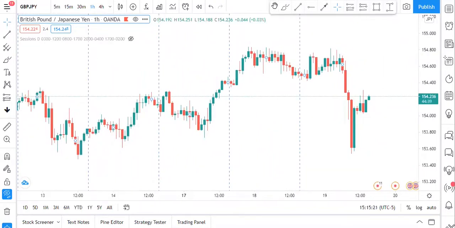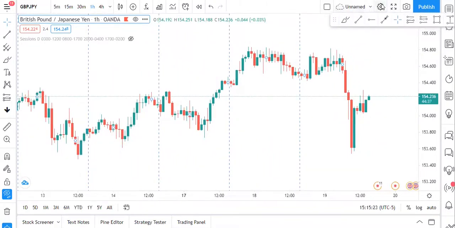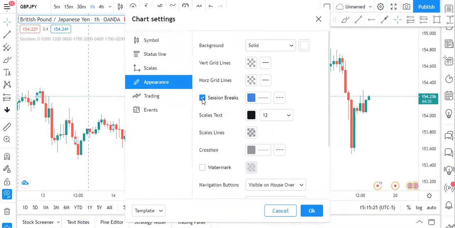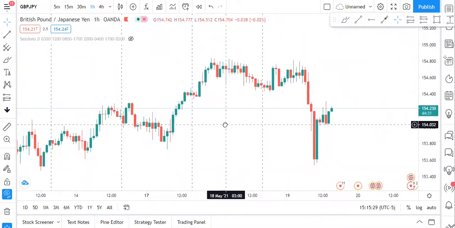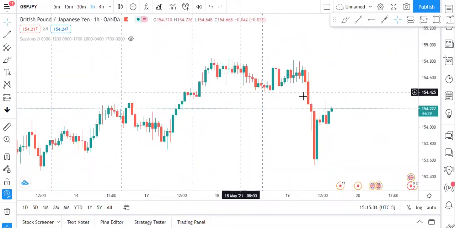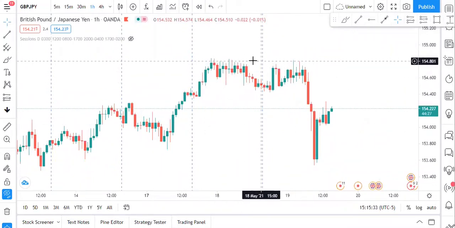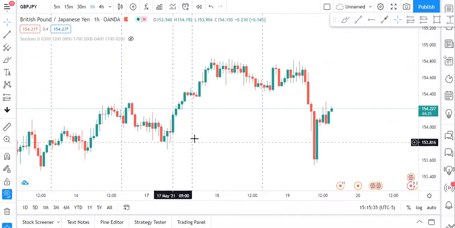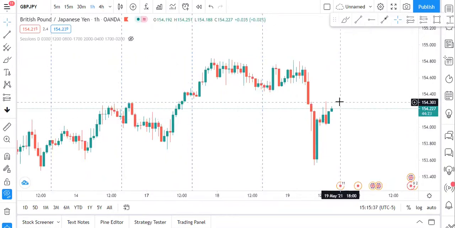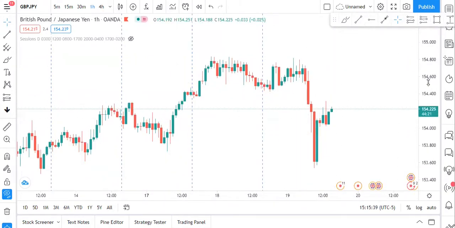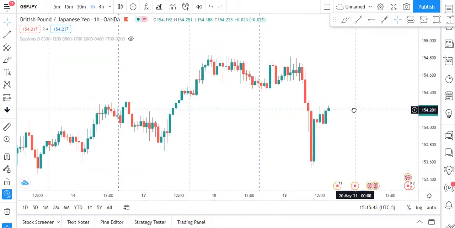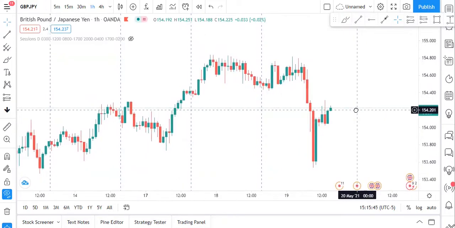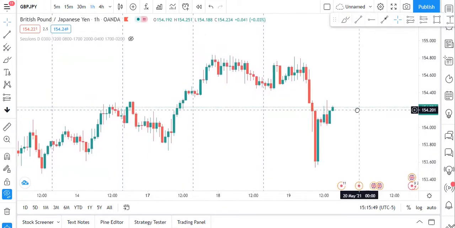So the first thing that I do, guys, is that I separate my days here with session breaks, so that I can see where the previous day high and the previous day low are, and what is happening. You gotta learn how to read the market structure as if you're reading a book or a language. Remember, trading, in the end, is like a language that you gotta understand.